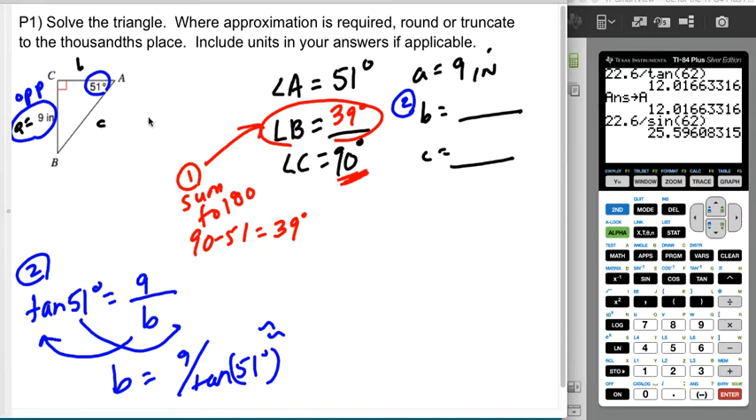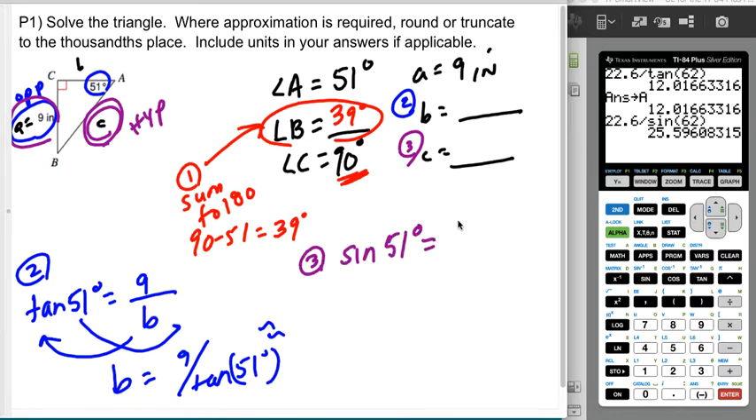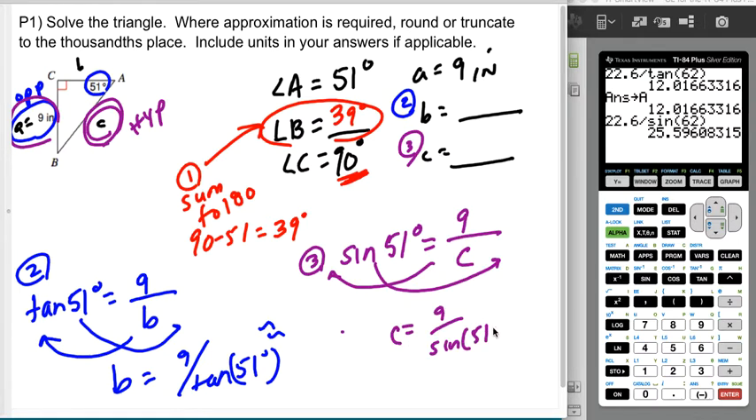I can do the same thing for C, but I notice that C is the hypotenuse, so I'm relating the opposite to the hypotenuse. So for the third one, for C, I'm going to use sine. I'm going to say sine of 51 degrees equals the opposite, which is 9, over the hypotenuse, which is C. And again, I can pull that same trick where I multiply C over and divide the sine. So I'm going to get that C is 9 divided by sine of 51 degrees, and then I can get an approximate value. I'm just going to go ahead and get an approximate value for both of those.